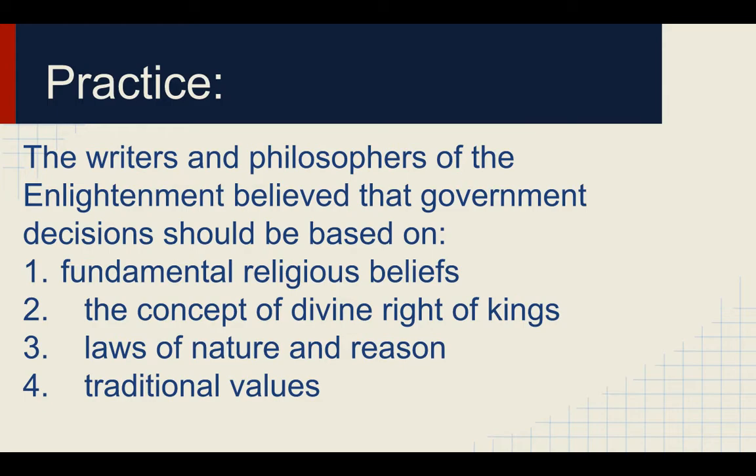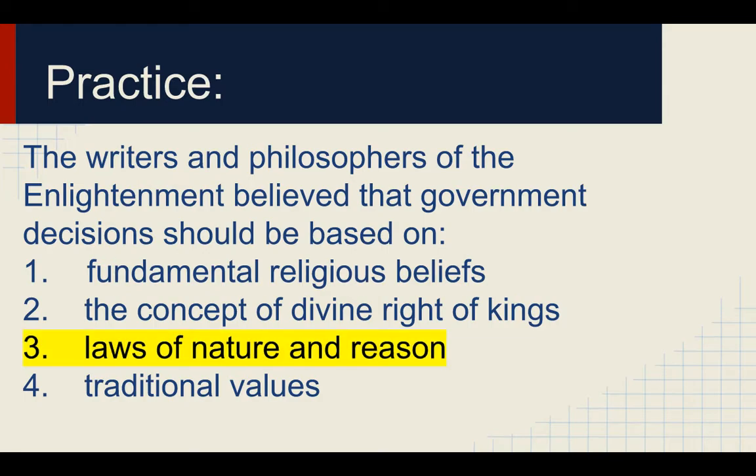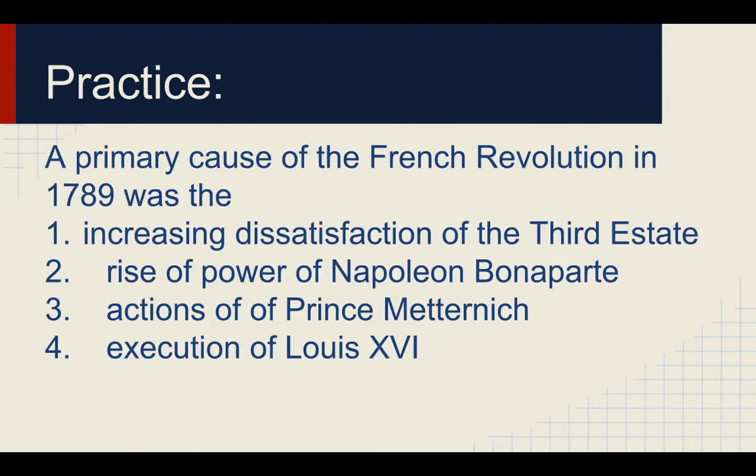So let's practice. The writers and philosophers of the Enlightenment believed that government decisions should be based on fundamental religious beliefs, the concept of divine right of kings, laws of nature and reason, or traditional values. Of course, the answer is laws of nature and reason.